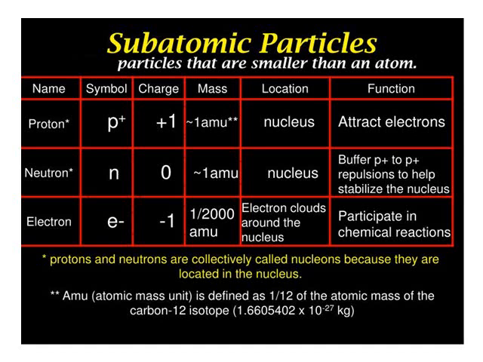So this table gives you the collective information about the 3 subatomic particles. And what is given outside? Protons and neutrons are collectively called nucleons because they are located in the nucleus. So this we have already seen. AMU, atomic mass unit, is defined as 1 by 12 of the atomic mass of the carbon 12 isotope. So we'll learn about carbon isotopes in the next classes. Okay children, so these are the basic information that you must know about the subatomic particles.